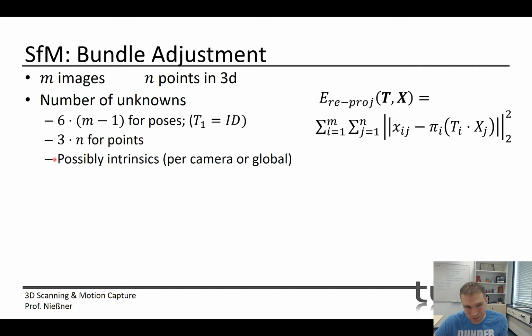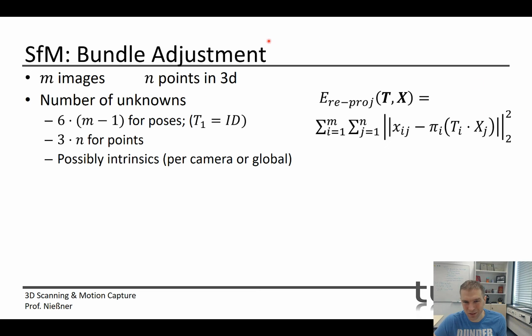There's also the possibility to jointly optimize for the camera intrinsics if you don't know them yet. Let's just say, for the most part, when you're starting these problems, you assume you know them, because it makes it really complicated when you have unknown intrinsics per camera. We'll later see a couple of examples where you have to optimize for the intrinsics as well. But fortunately, in many cases, you know the intrinsics already. Okay, so these are the number of unknowns.